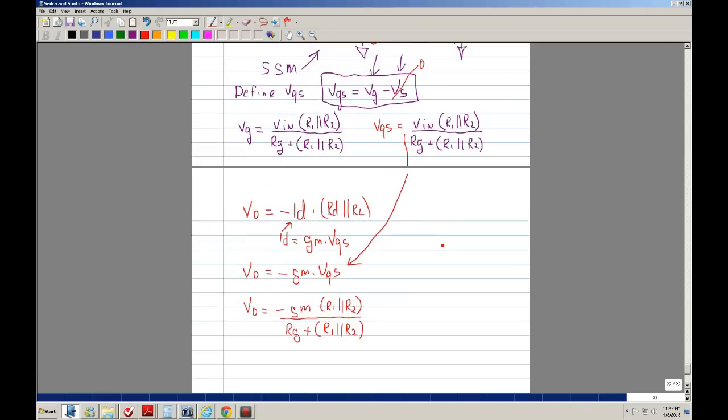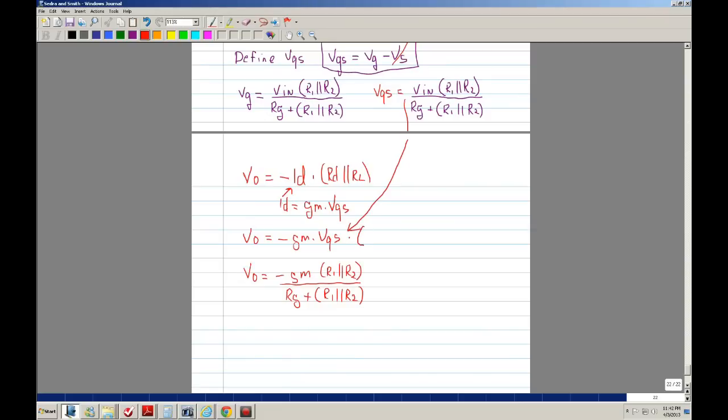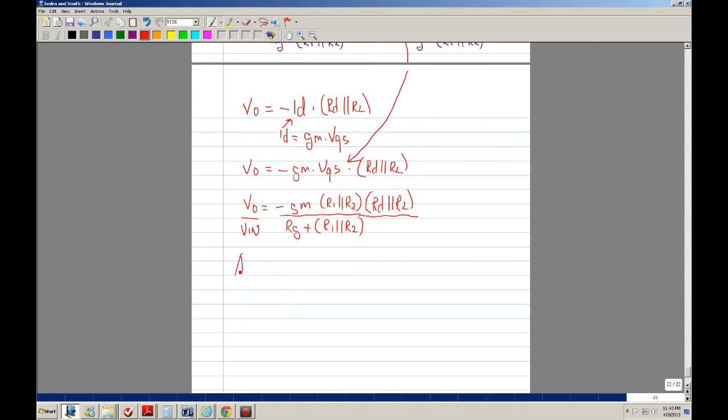Let me backtrack a little bit. I forgot to carry this over. So it's RD with RL extended, and then bring the VN to this side. So there you have it. The gain is supposed to be negative gm times R1 parallel R2 over RG plus R1 parallel R2, times RD parallel RL.